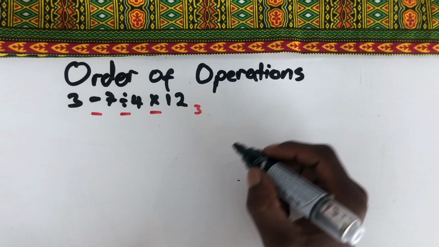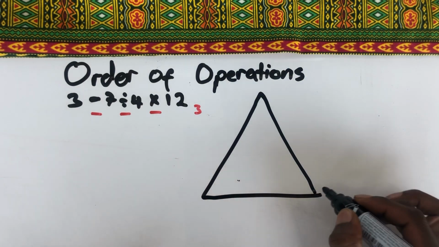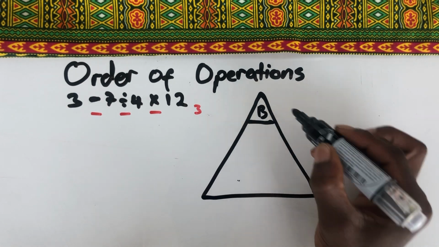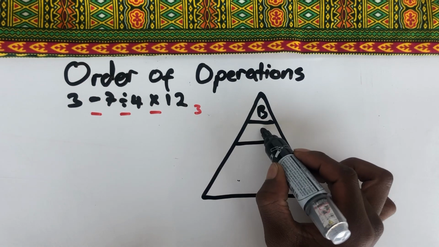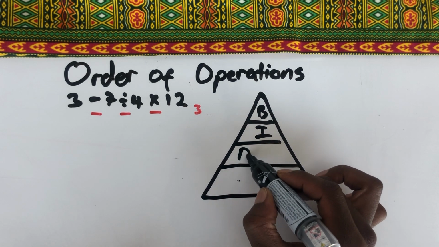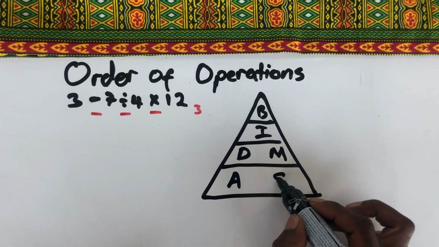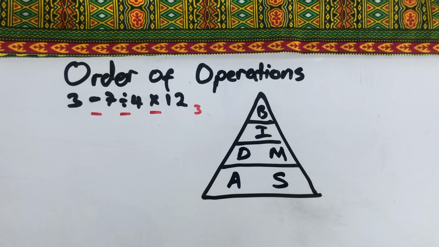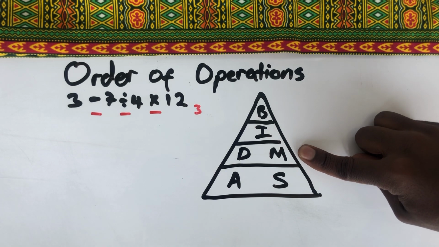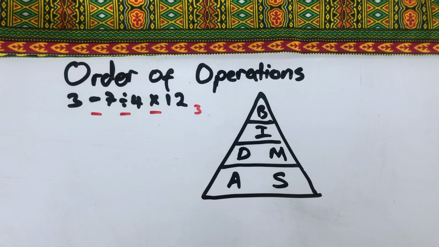Now let's look at this diagram. I'm going to draw a diagram that will help us in carrying out these operations. At the top we have brackets, then indices, then here we have division and multiplication, and then at the bottom we have addition and subtraction. Notice that division and multiplication are on the same level, and addition and subtraction are on the same level as well.